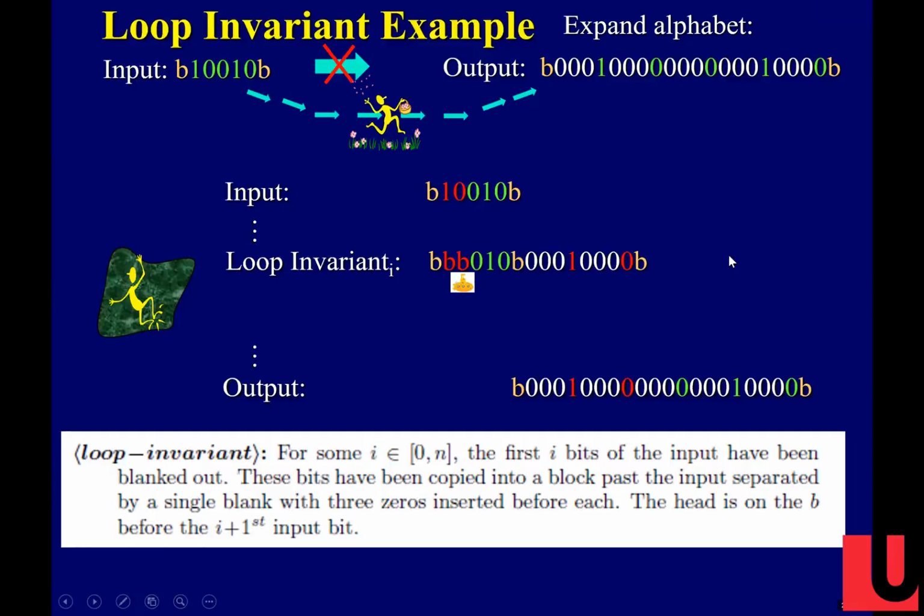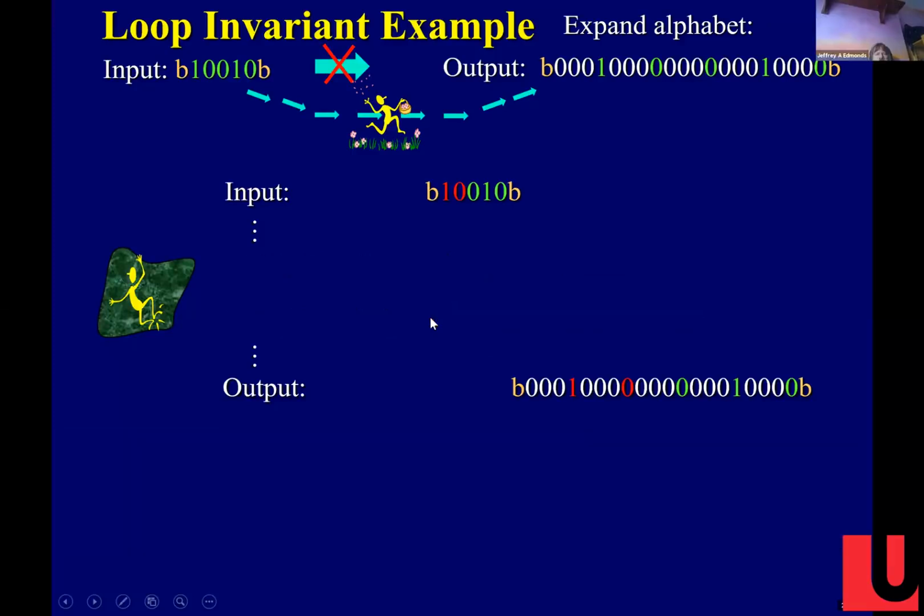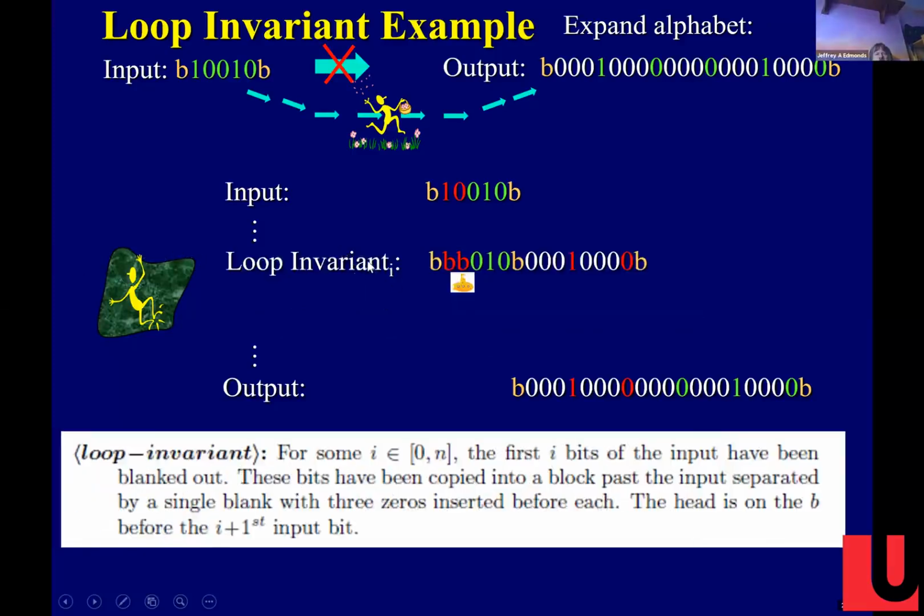Sorry, just want to confirm. The I represents iteration, right? Yeah, in this case it's iteration. Loop invariant sub I is going to be what's true after I've done I iterations. So for example, loop invariant 0. It says I've done 0 iterations.